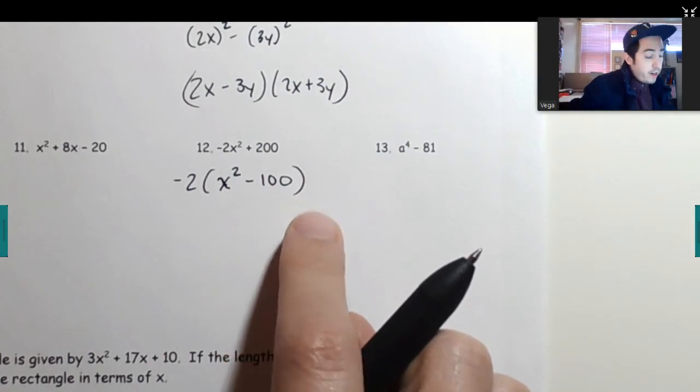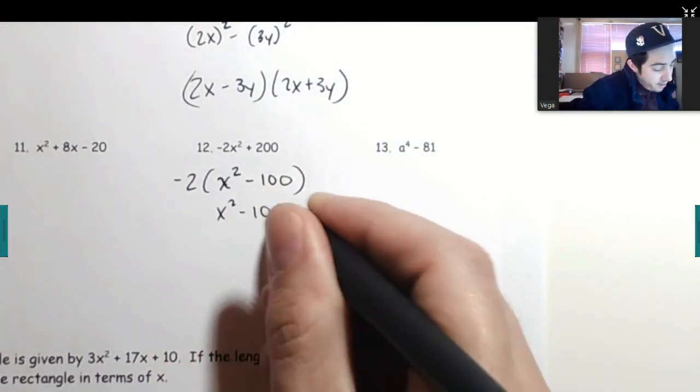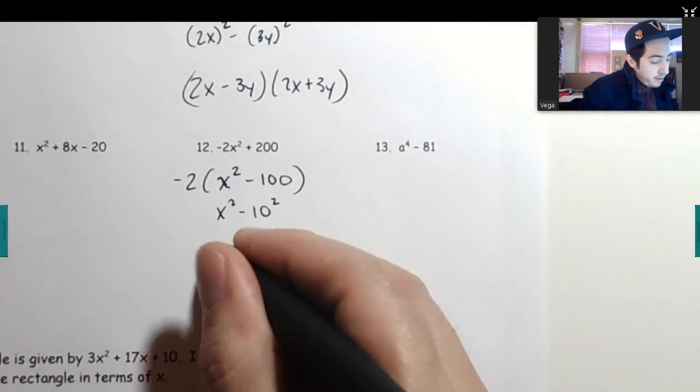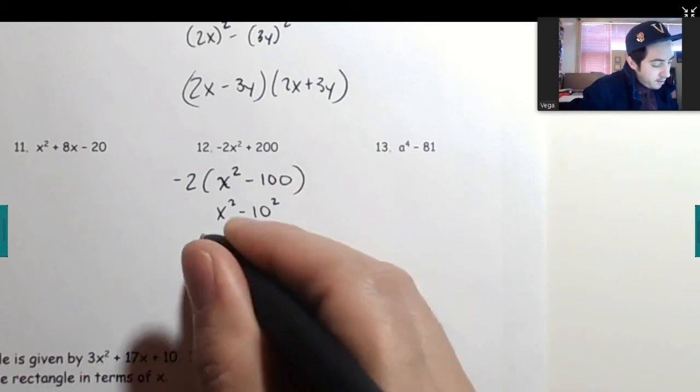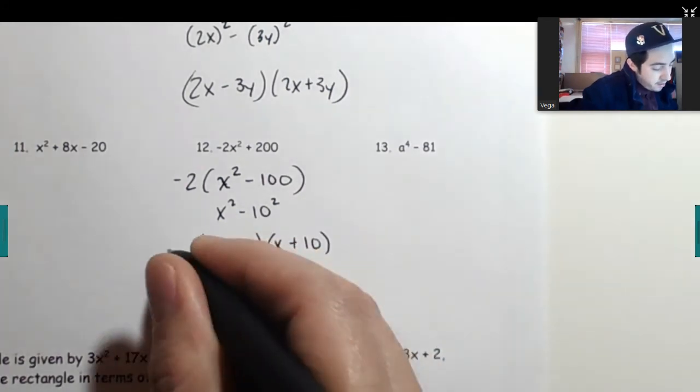That's the difference of two squares. So this factors out. Remember, that's x squared minus 10 squared. It's always going to be the first thing minus the second times the first thing plus the second. And negative 2 is still there.